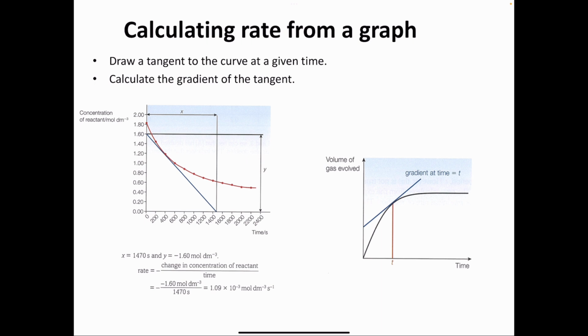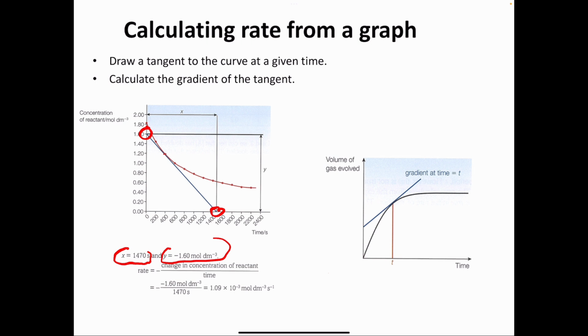A tangent was drawn at a specific point here, and then the gradient of that was determined. Here they used the x value 1470 and the y value that, and then the point here. So they used these 2 points, and then they determined rate is equal to change in concentration of the reactants divided by time.